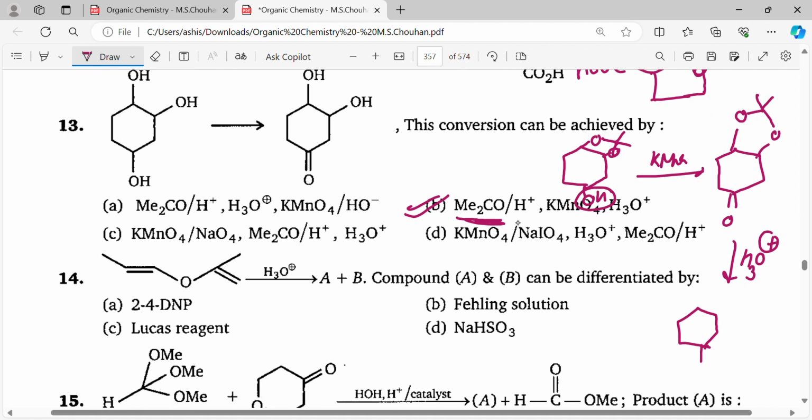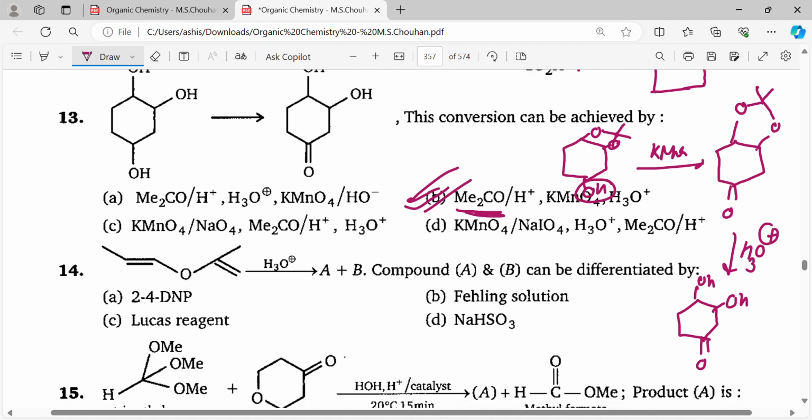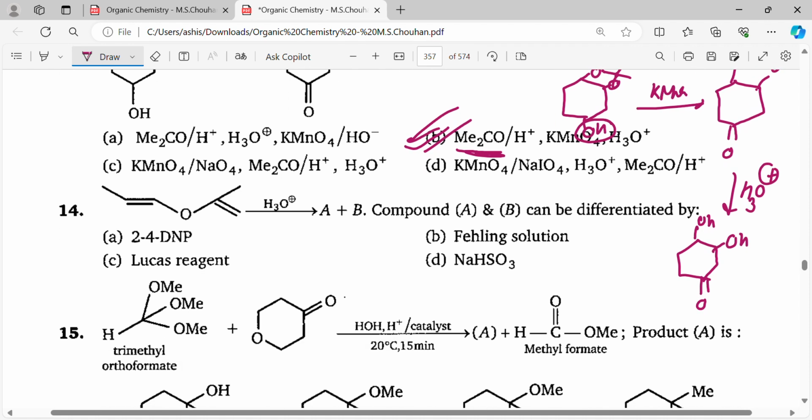Now if we hydrolyze this compound, finally we will get our product. So our product will be like that: double bond O and OH. So that will be the correct sequence by which we can proceed with this conversion.